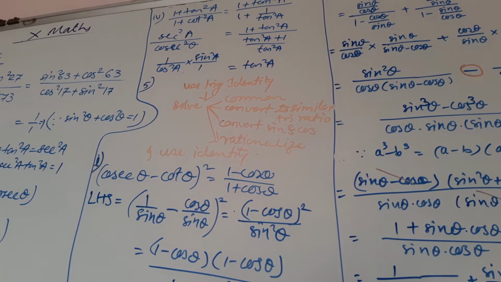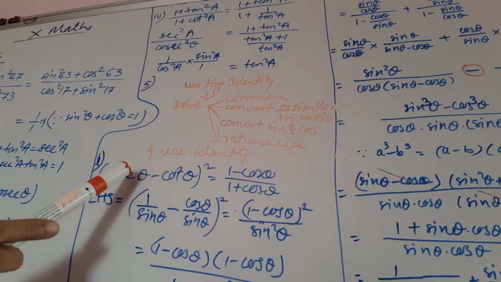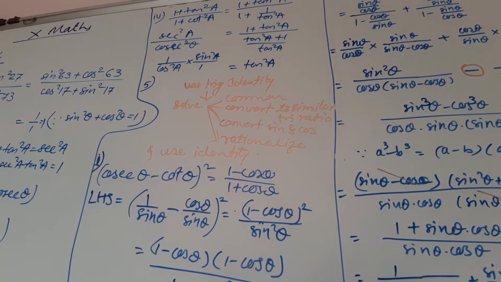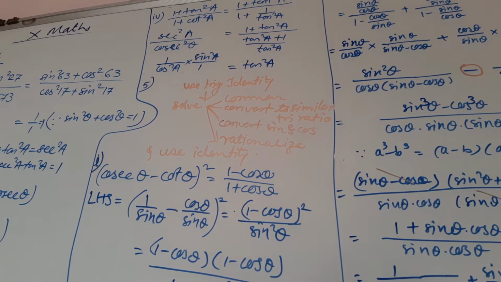Most of the trigonometric questions asked in an exam are in the format of proving that this is equal to this. It means both sides are given. You can either solve the left hand side or the right hand side, but you have to check how many terms are there.